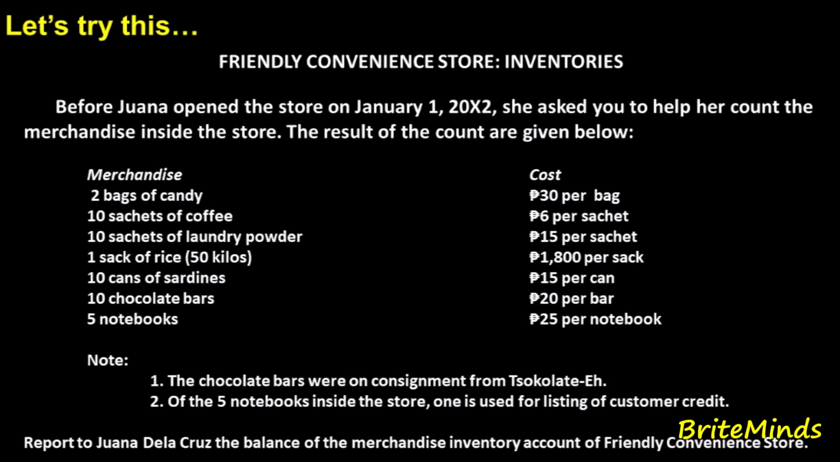The first is the chocolate bars were on consignment from Chocolate A. Then the second scenario is, of the 5 notebooks inside the store, 1 is used for listing of customer credit. Then report to Juana de la Cruz the balance of the merchandise inventory account of Friendly Convenience Store.